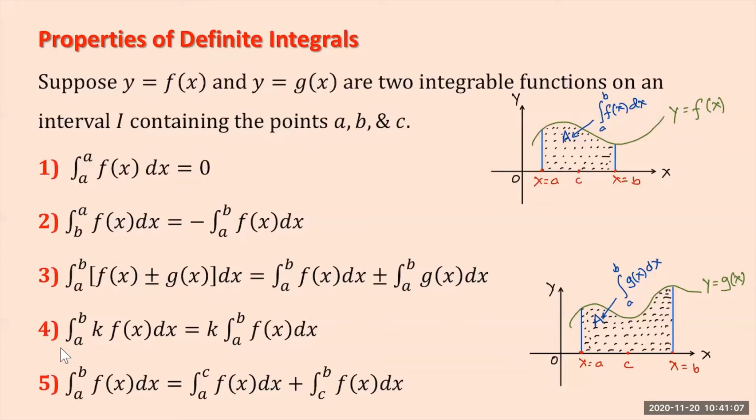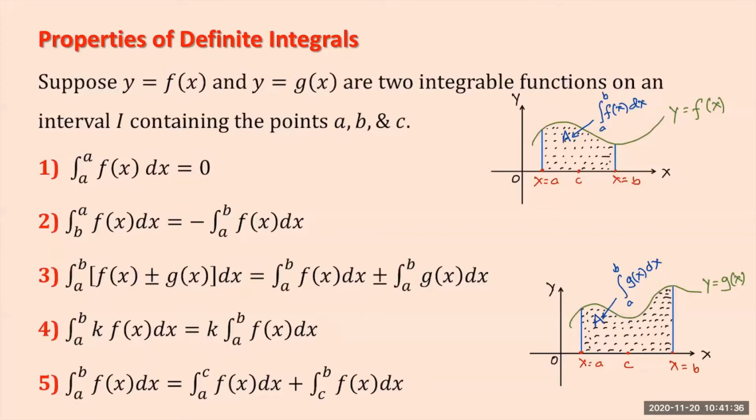Fourth property, if we are multiplying a function by a constant and integrating from a through b, what we can do is we can pull that constant out and we can find the integration of the function from a through b and then multiply the result together. So technically, while evaluating the integral involving a constant multiple, we can take that constant out and then evaluate the integral.